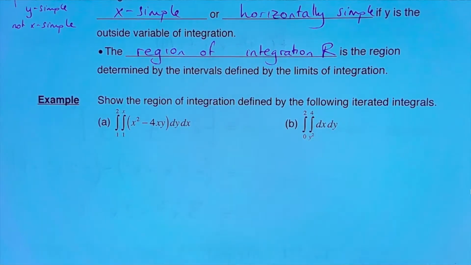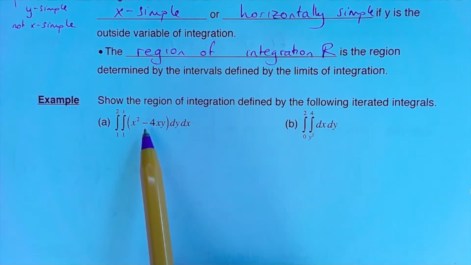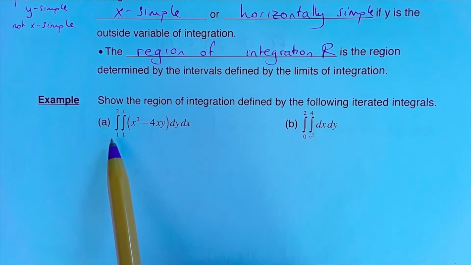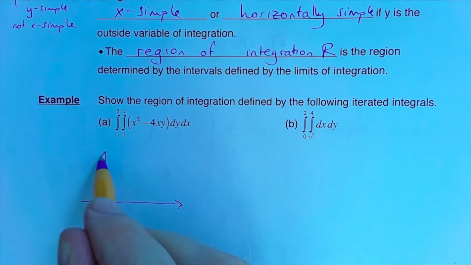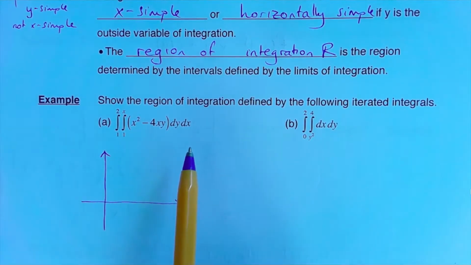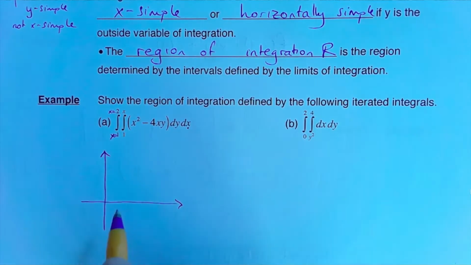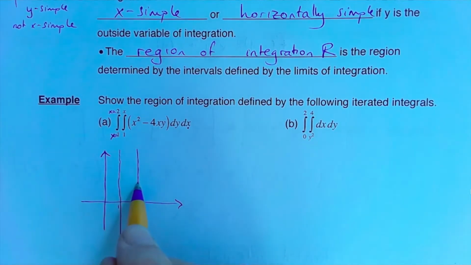In these examples, it really does not matter what the function is. We are just curious about, in the xy plane, what is the shape of the region where y goes from 1 to x and x goes from 1 to 2. So let's see. We have the xy plane, and we can focus on the limits for the variable x. They are x equals 1 and x equals 2. So x goes from 1 to 2.